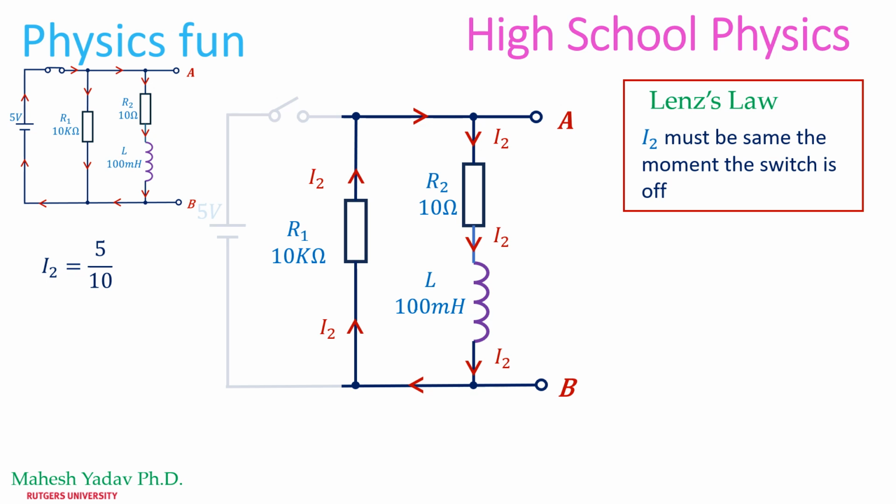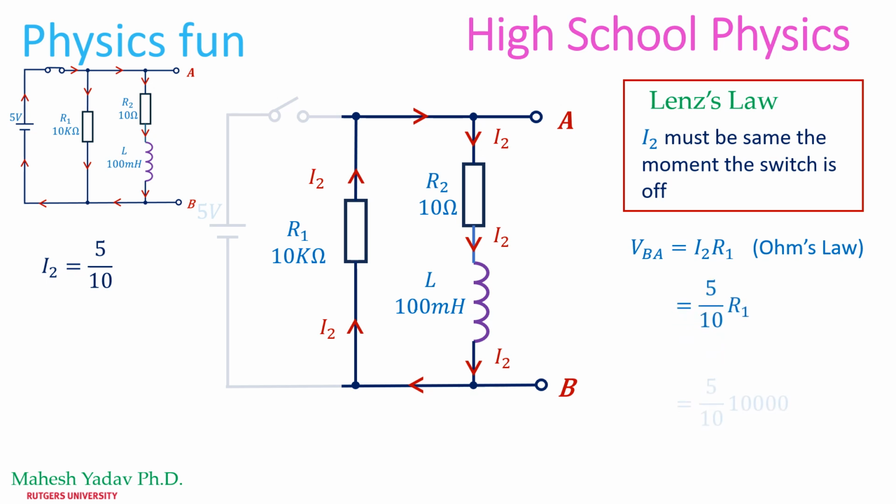Anyway, now you know the circuit at the instant the switch is off. It tries its best to keep the current I2 in the inductance. That means the current across R1 is also I2. Let us find the voltage across A and B. A high school student will tell you that it is I2 times R1, from Ohm's law.